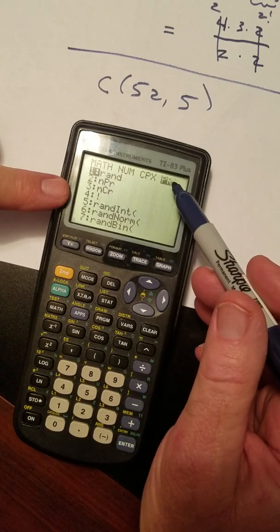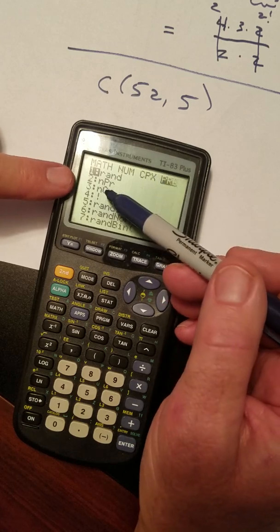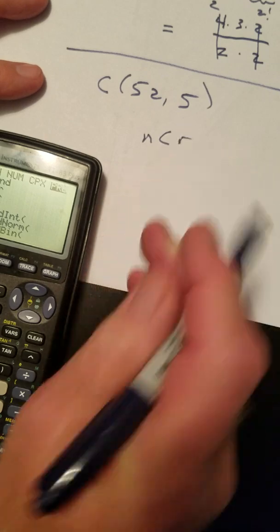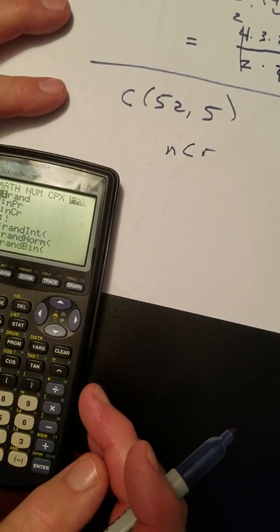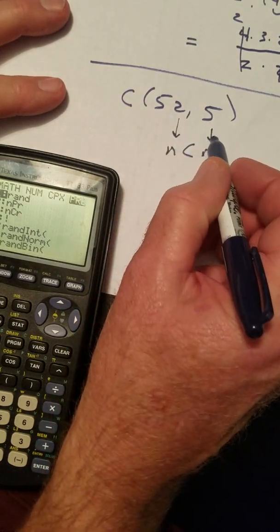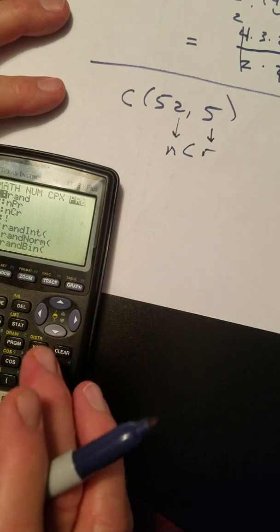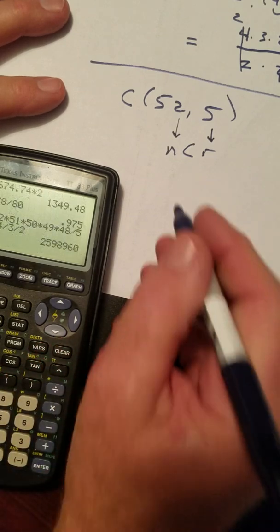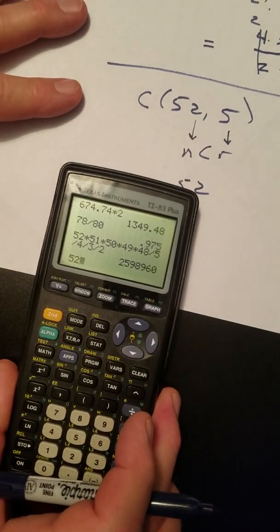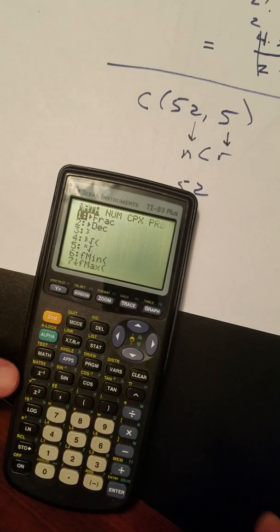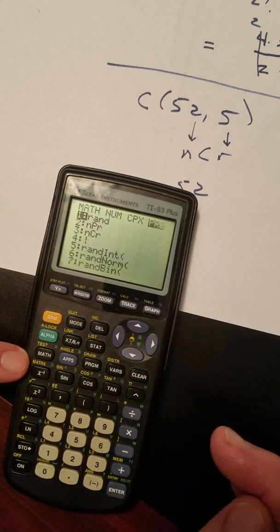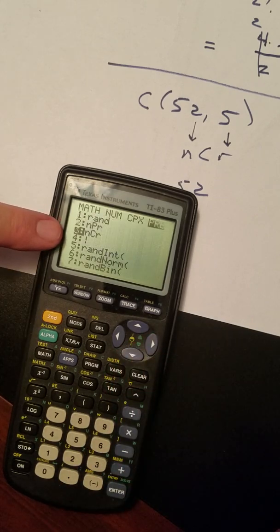So I'm going to cursor to the right. I've got probability highlighted, and then you go down here and you see different things. The third one down says NCR. So what I want to do is take the 52 where the N is and the 5 where the R is. Okay, so I'm going to go back and start all over again. The first thing I'm going to do is enter 52. Then I'm going to hit the math key, then go PRO for probability, and down to the combination key.